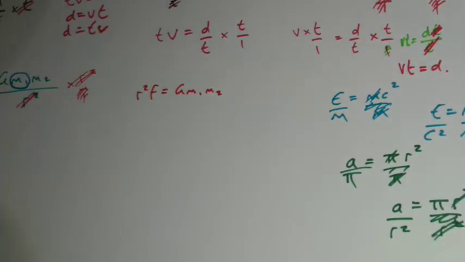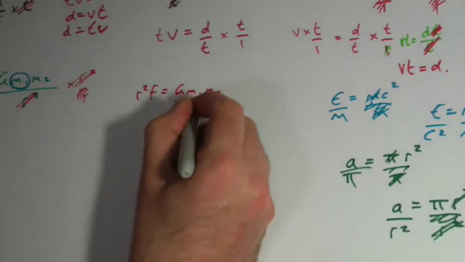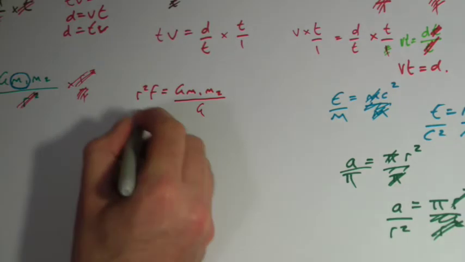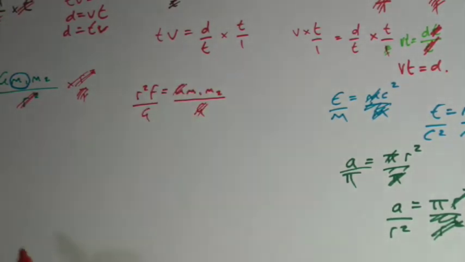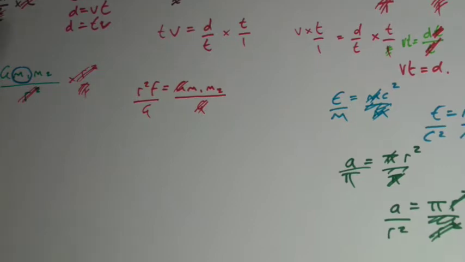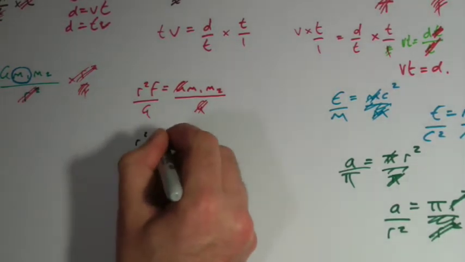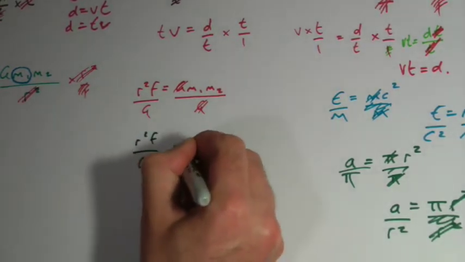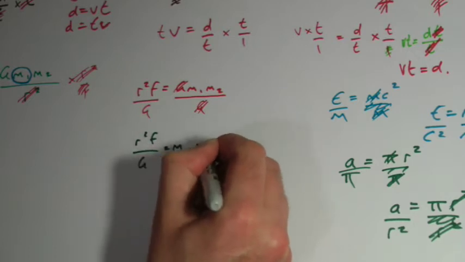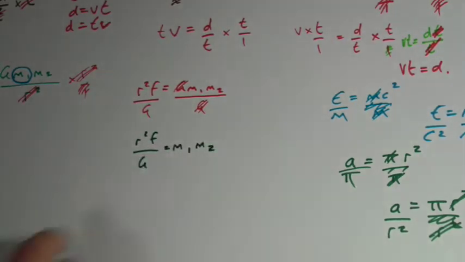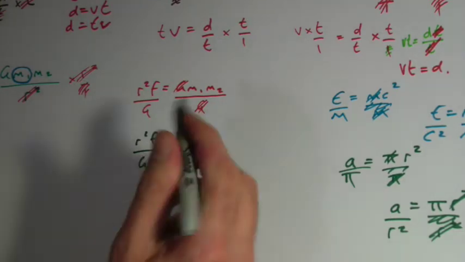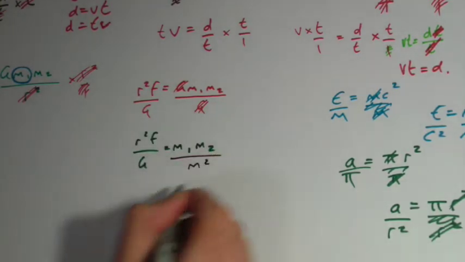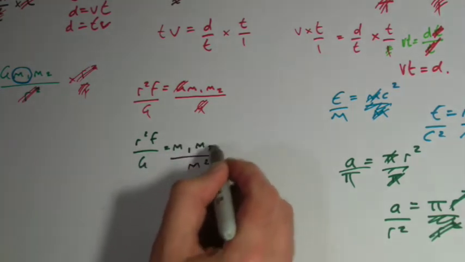Let's take some more bits out. Let's get rid of the G. I'm going to divide everything on this side by G, divide everything on that side by G. G on the top, G on the bottom. Fine. So my next formula now looks like this. Okay. Now I said I wanted M1, fine. So can I divide this side by M2? Yes, I can. Divide that side by M2. M2 on top, M2 on bottom, fine.